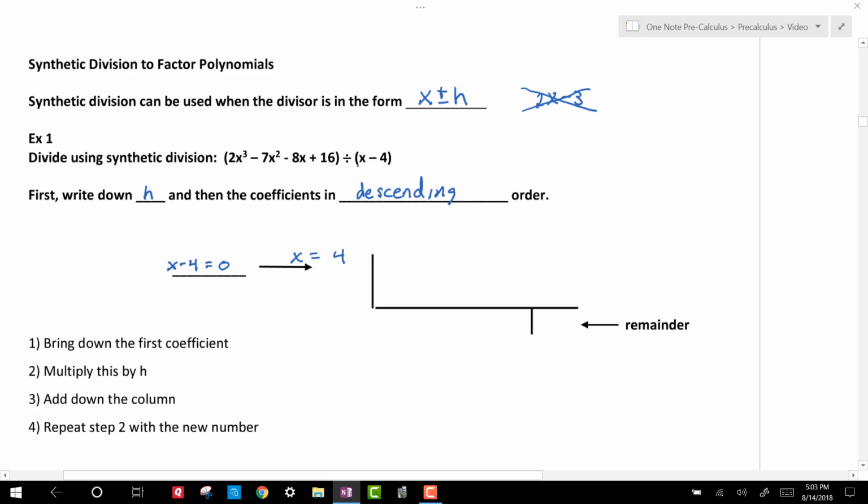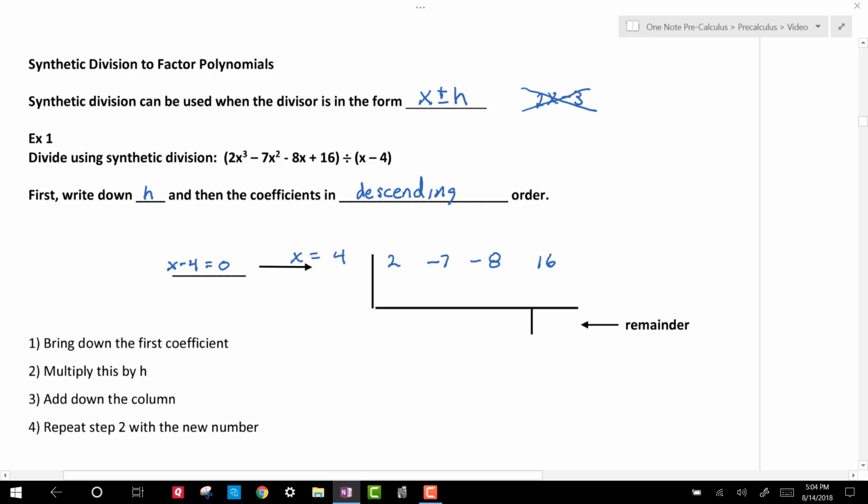My polynomial is just the coefficients this time. So I don't put the x cubed, the x squared, and all that kind of stuff. I put 2, I put -7, I put -8, and +16. And I've got this little space separated out by itself at the end here. That's where my remainder is going to end up. Okay? So just like in the warm-up, our remainder was 0. Sometimes we're going to get a 0 over here, and sometimes we're not.